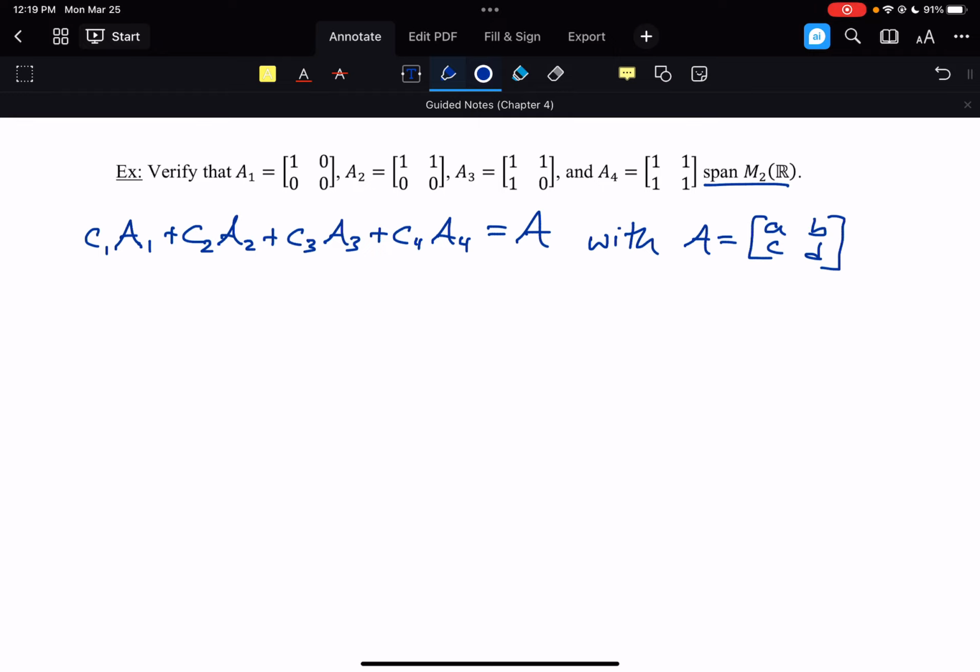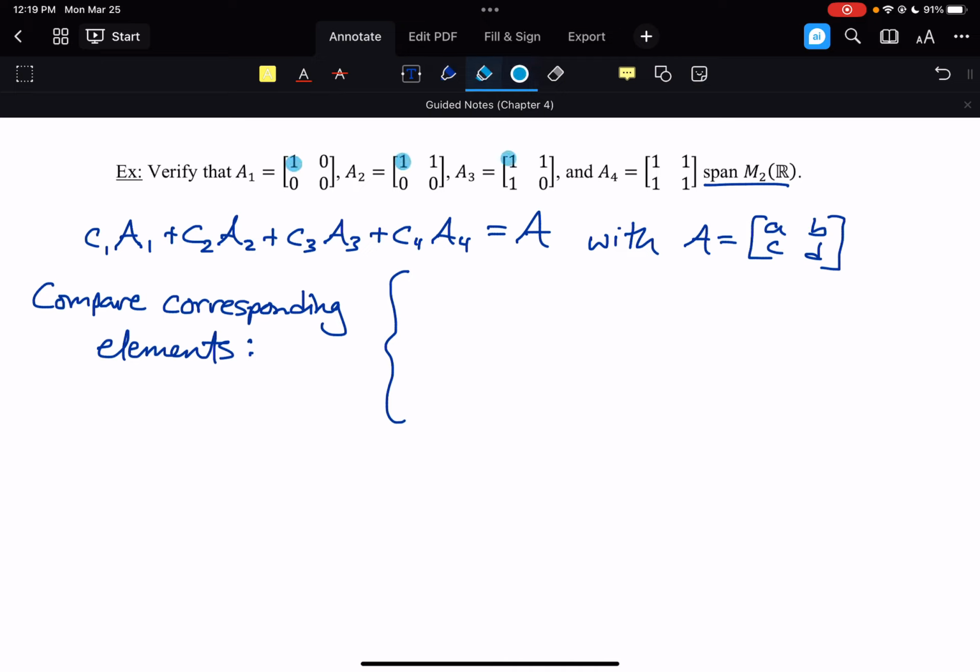So we have our linear combination. We need to determine if there is a solution for C1, C2, C3, and C4. If we compare corresponding elements, the 1, 1s will all go together, the 1, 2s, the 2, 1s, and the 2, 2s. So for the 1, 1 component we have C1 times 1 plus C2 times 1 plus C3 times 1 plus C4 times 1 equals A.